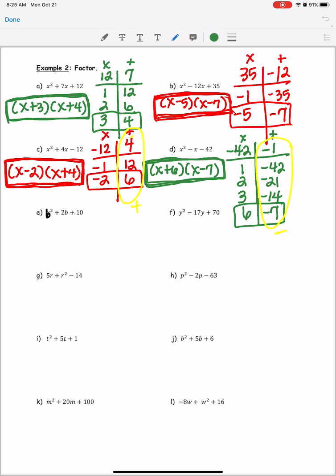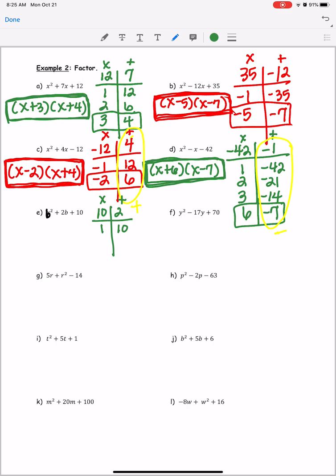Okay, so make your column. I need something to multiply to 10, but then add up to 2. Okay, and because this is positive, positive, it means all of these are going to be positive. So go through your list. You've got 1 times 10. When I add those together, do I get to 2? Nope, 1 plus 10 is 11.